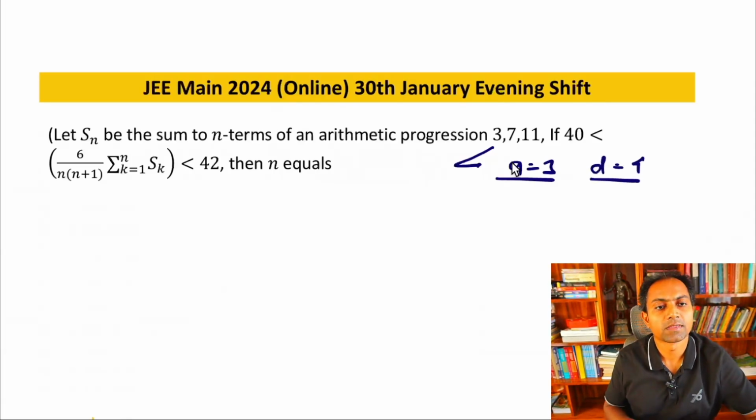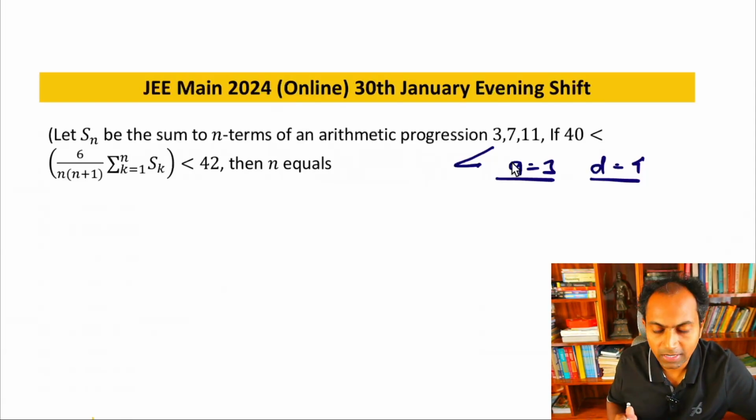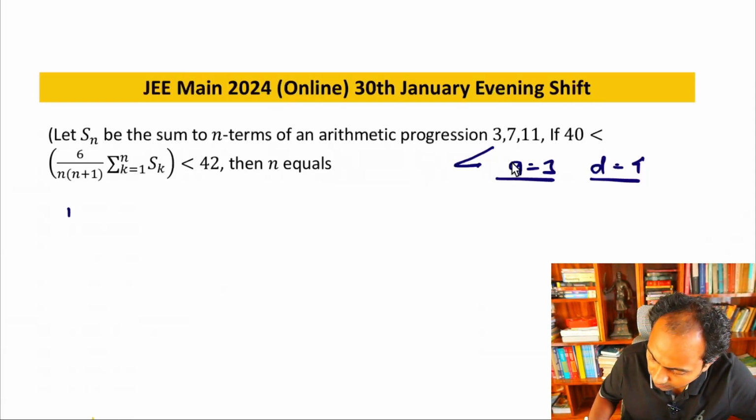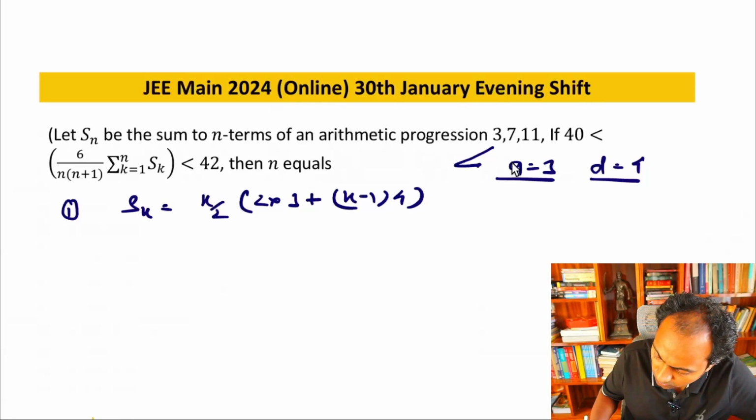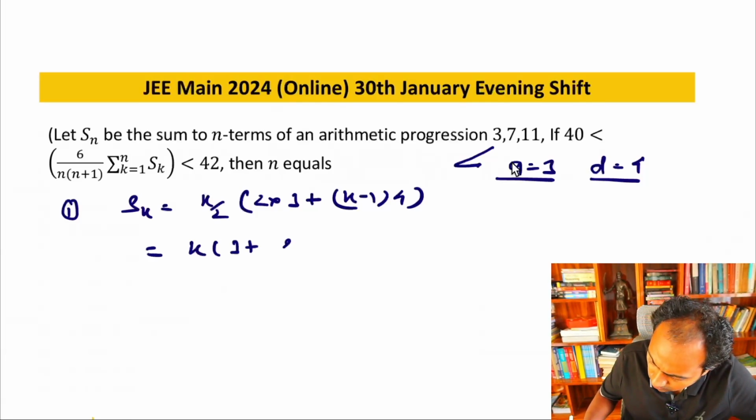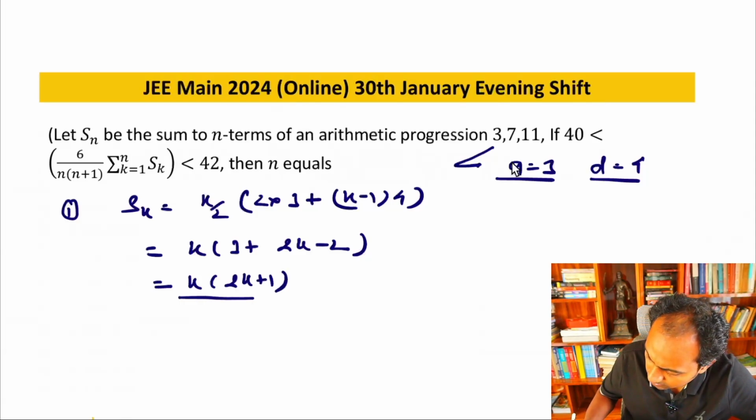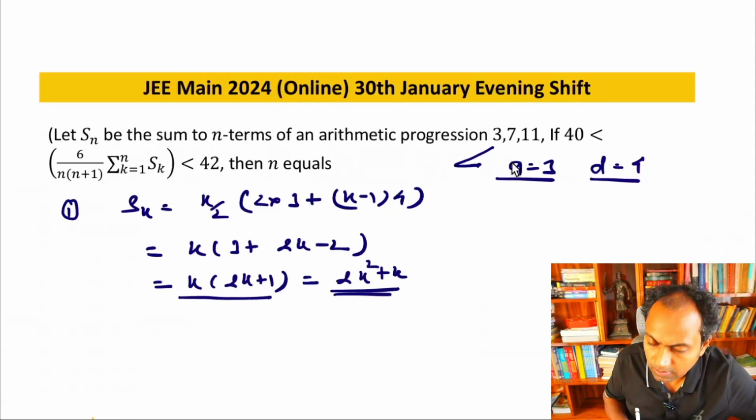Now what they have given is an expression, that is Sk. If I figure out the value of Sk, it would be k by 2 into twice of a, that is 3, plus k minus 1 into d, that is 4. If you figure this out, it comes out to be k by 2 into 6 plus 4k minus 4, or k into 2k plus 1. If I figure this out, this becomes 2k square plus k. This is the value of Sk.